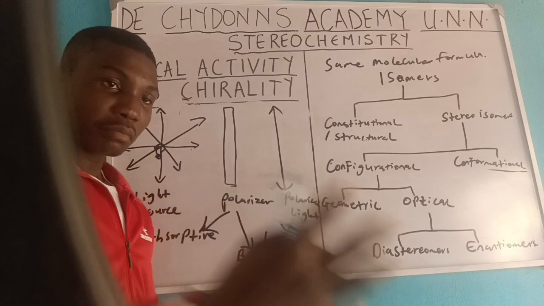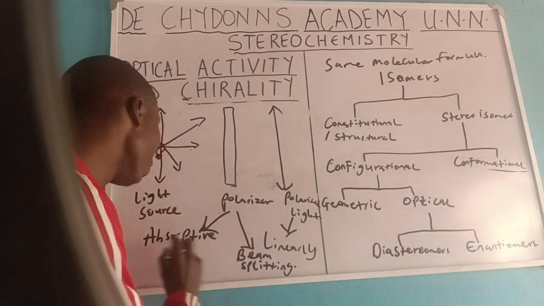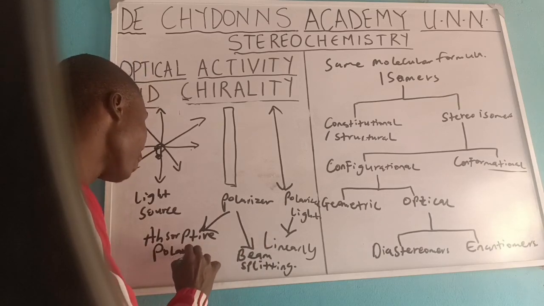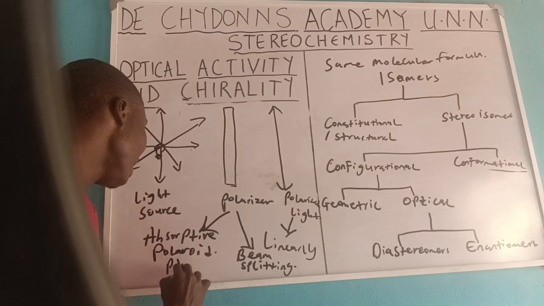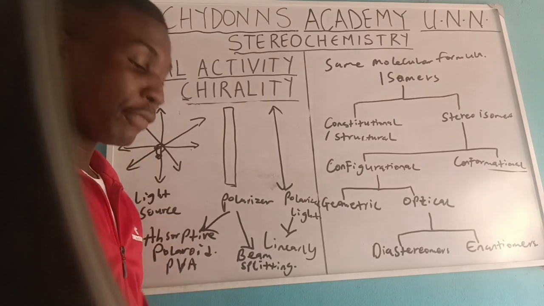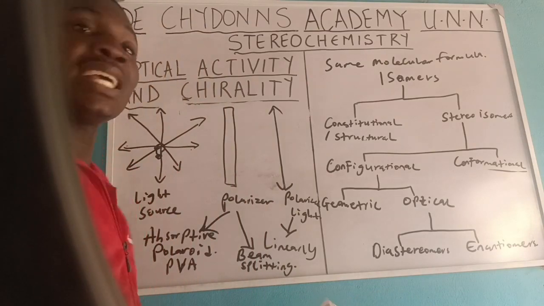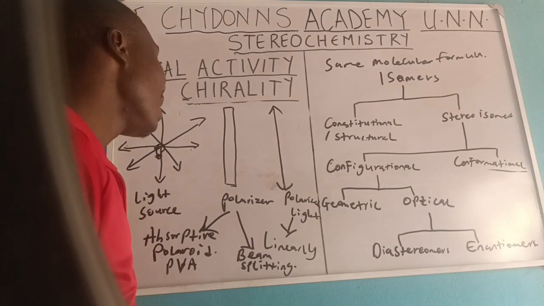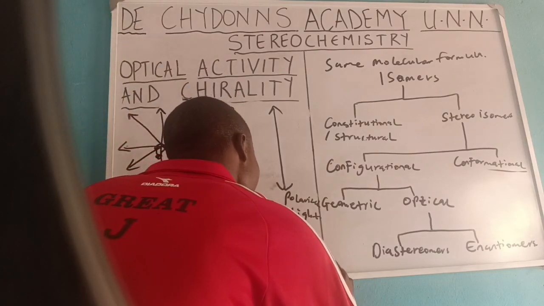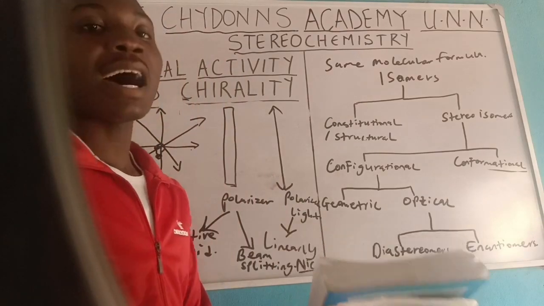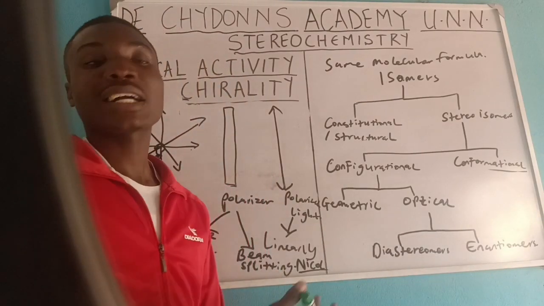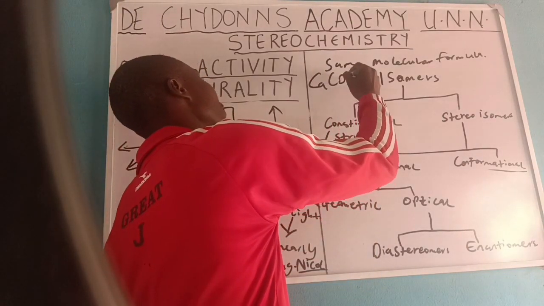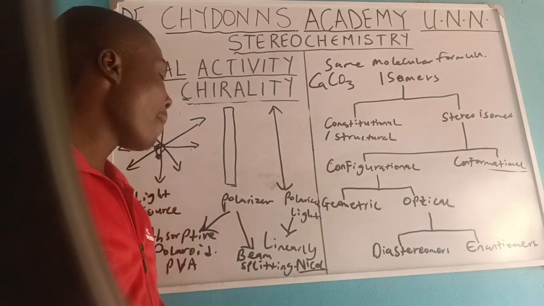For knowledge purposes, an example of an absorptive polarizer is the Polaroid. The Polaroid is made up of PVA. What is PVA? PVA is polyvinyl alcohol with an iodine doping. While for the beam splitting polarizer, we have the nickel prism. The nickel prism is made of calcite, and calcite is a type of calcium carbonate, CaCO3. Its operation is by beam splitting.